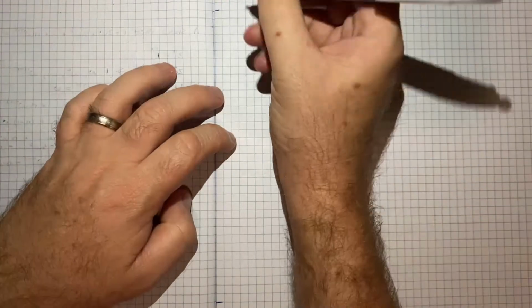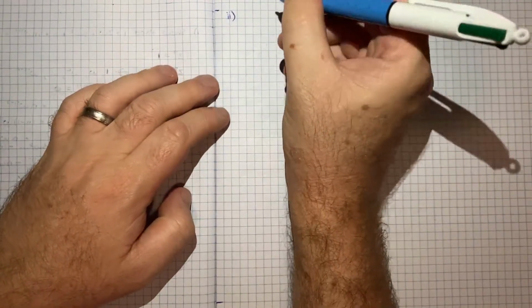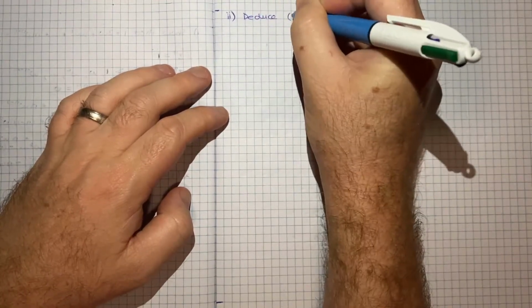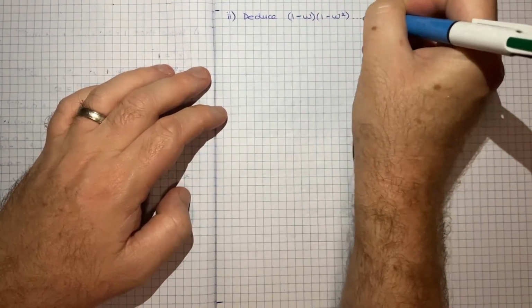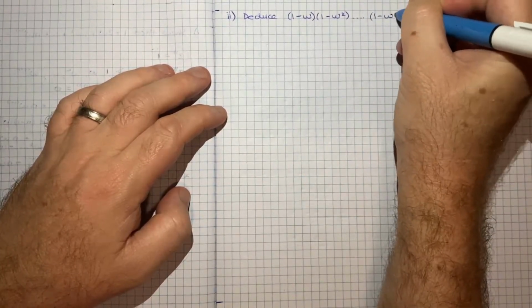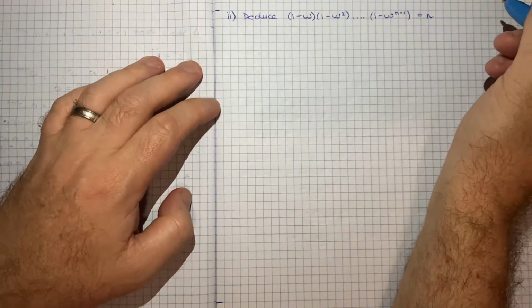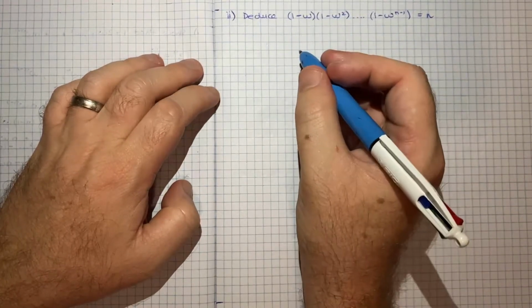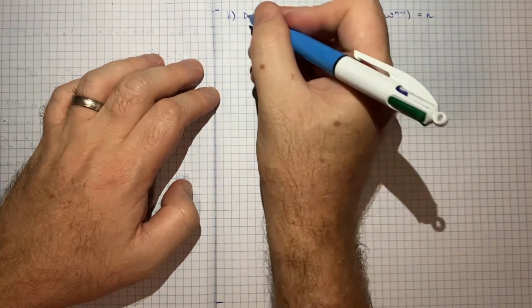Alright, so for this part, as usual, I'll just start by writing out what we're being asked to show. We're being told to deduce that (1 minus omega) times (1 minus omega squared) and so on, up to (1 minus omega to the n minus 1) is equal to n. And as I outlined in the video where I worked through part 1, underpinning all this is roots of unity and those concepts.